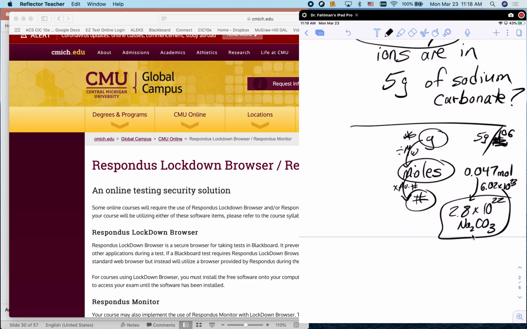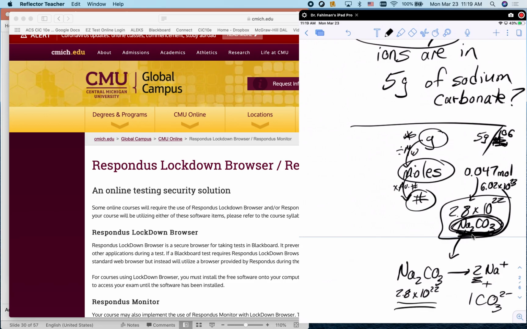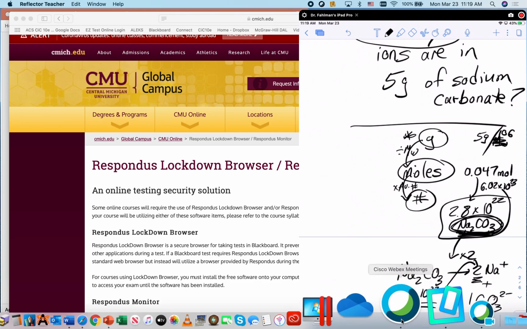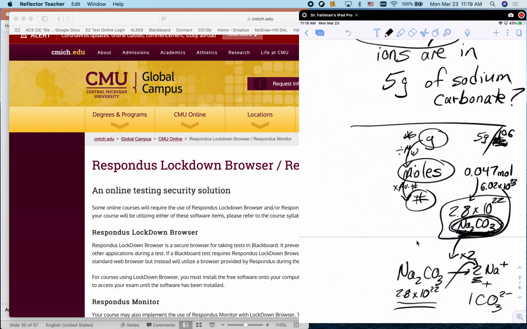If it's asking how many sodium ions, you look at the formula itself and see that there are 2 if you were to break this apart. It breaks apart into 2 sodium ions, so if you have 2.8 times 10 to the 22 of just the salt, then you have twice that number of sodium ions. There might be a question like that, so just look at the ratio of what it's asking, and whether it's the same or different from the salt that you're given. So if it's asking for anions, would you just multiply by 1?